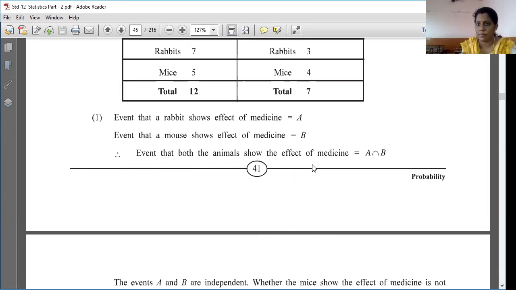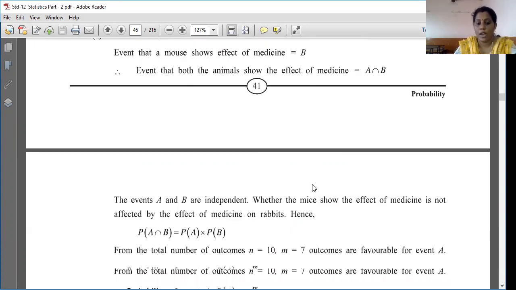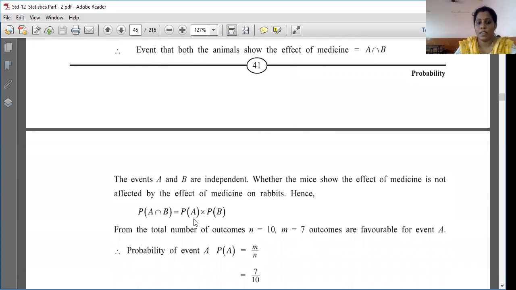We also made the statement and saw it. So both means intersection. Okay. So now what will we be finding? How do you have to solve this? Means P of A intersection B equals P of A into P of B.